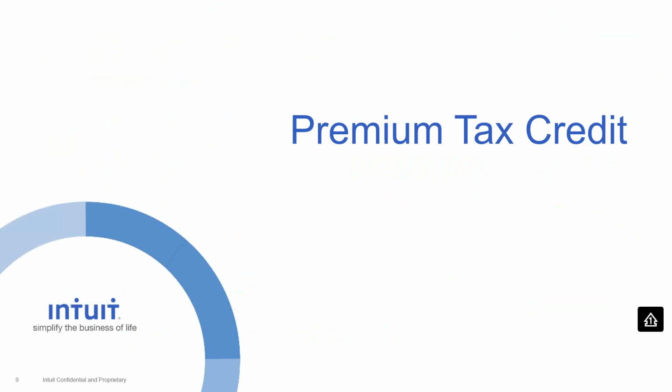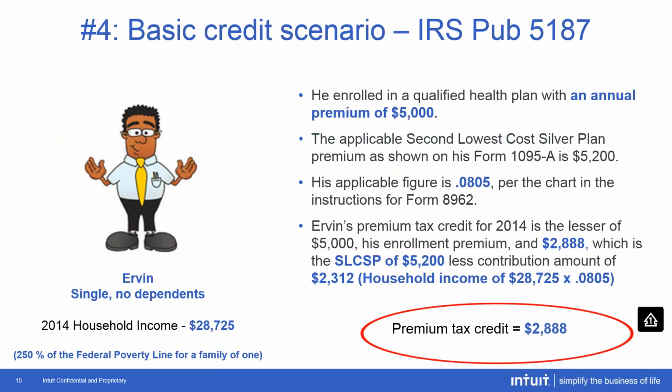Okay, now we're going to go through some premium tax credit use cases. We have use case number 4, basic credit scenario. Also from IRS publication 5187. We have Irvin, who is single with no dependents. He enrolled in a qualified health plan with an annual premium of $5,000. The applicable second lowest cost silver plan premium as shown on his form 1095A, $5,200. Irvin's 2014 household income is $28,725.